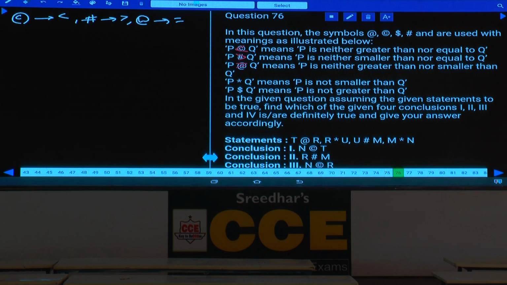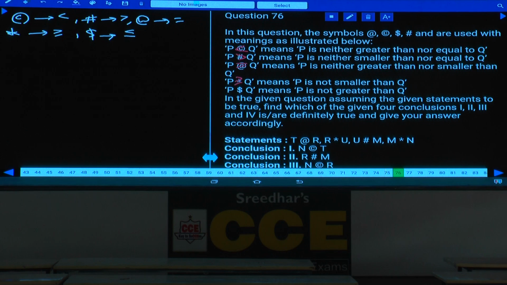The next one, P star is not smaller than. Star stands for greater than or equal to. And finally dollar. Dollar is not greater than. As it is not greater than, it can be either lesser than or equal to. Hence in total how many do we have? We have these 5.